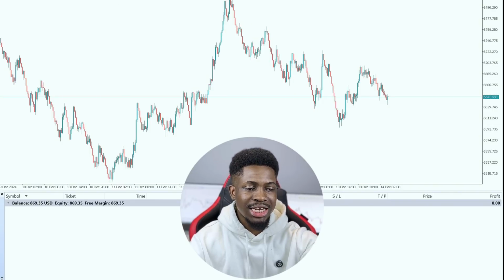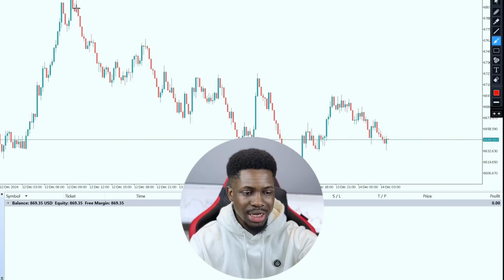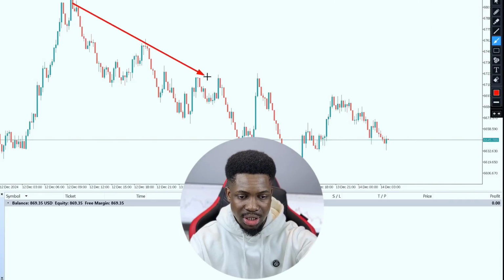Good. Now in checking out that particular move, if we try zooming out again, we can easily just plot out a chart like this. This was a first touch, and this was a second touch, right?